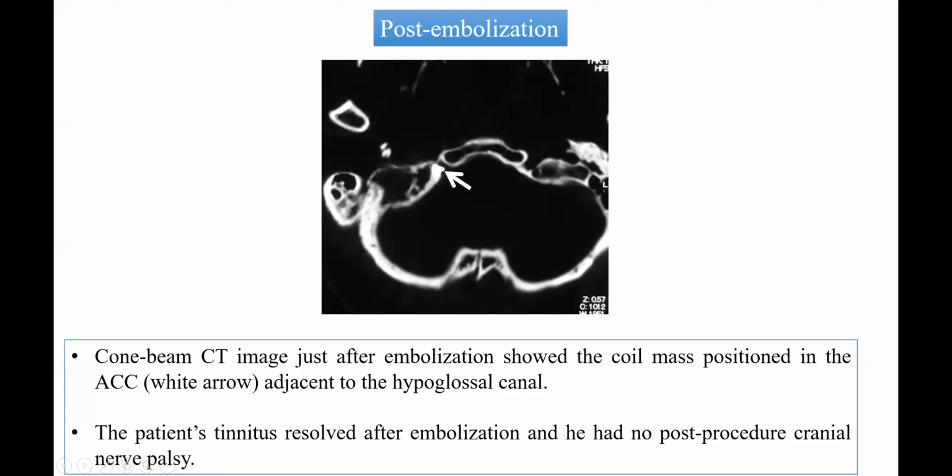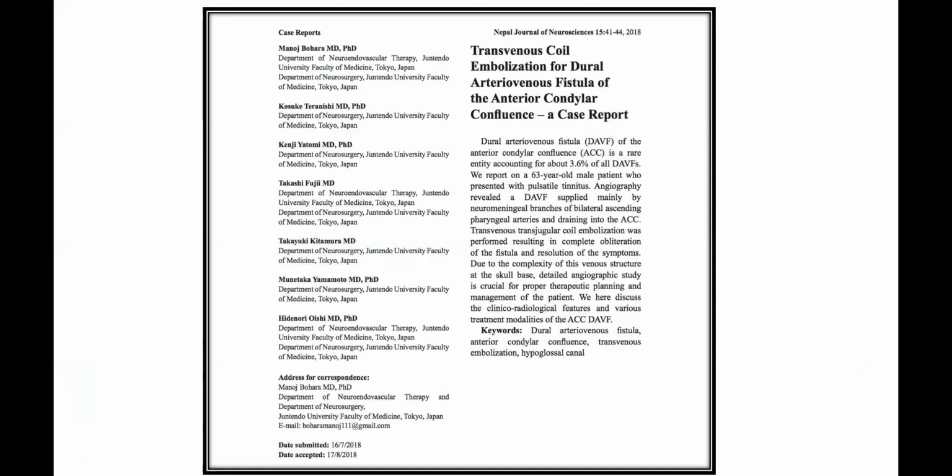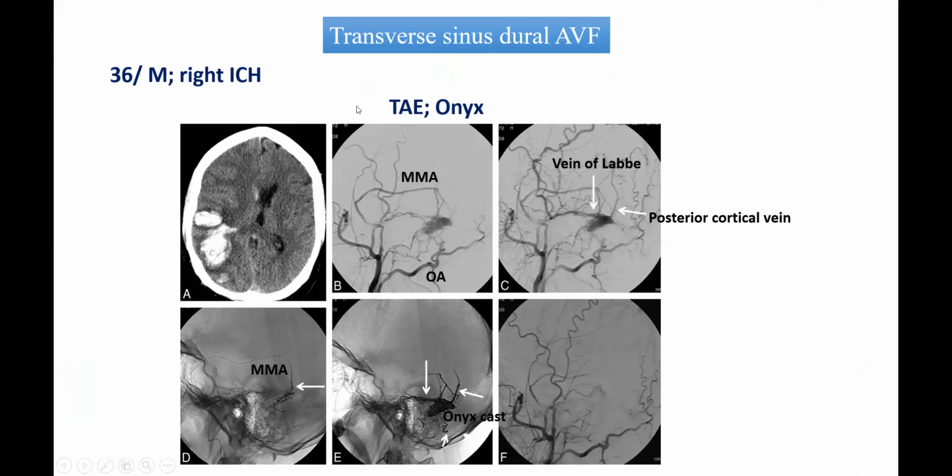So this paper was published 2 years ago in our journal. This is the most common type of dural AV fistula. A 36-year-old male presented with right-sided ischemic deficits. And then on angiography, we can see the most common feeder for a transverse sinus fistula is the middle meningeal artery here. This is the occipital artery, OA. This is the posterior auricular artery. Sorry, I haven't labeled it. And draining into the vein of Labbé.